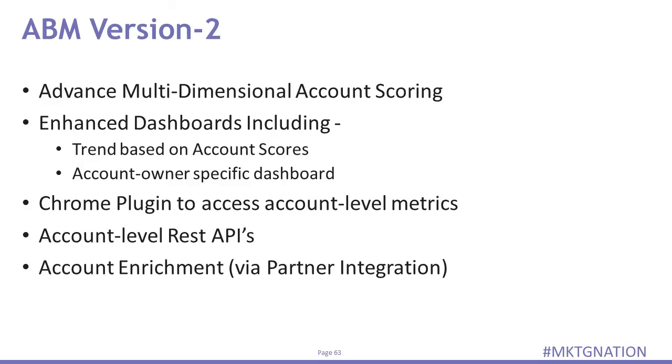Some of the things already on our roadmap are what I spoke about in terms of advanced multi-dimensional account scoring, giving you the ability to create a formula for scoring, for example, not just a cumulative approach. There will be new dashboards around trend analysis, showing how a particular account has progressed with us over time. There will be a Chrome plugin for salespeople, which I can show you in a moment. There'll also be a whole set of APIs around the account object, and those APIs will allow us to create partner integrations for account enrichment. For example, if you need more data about a particular account and want to go to a third party to get that data, we'll create integrations with specific partners so that you can pull in additional information.